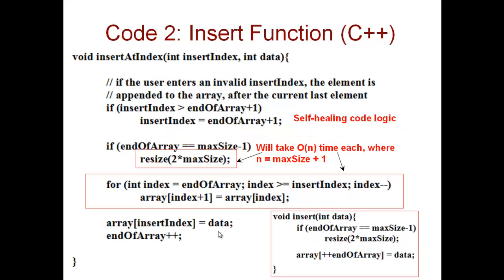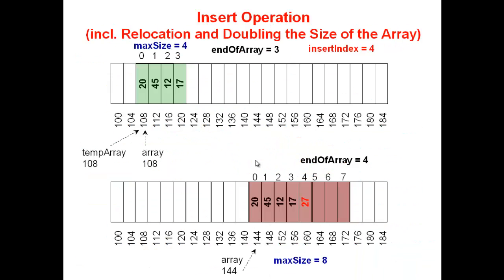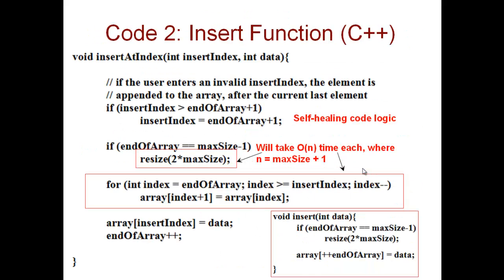Now I increment my end of array. Because we have now added one more element to the array, this is our index of the last element now, index 4. So end of array is still 3 currently. When I say end of array plus plus, it will now be incremented to 4. Okay, so this is the logic to insert, and what we went through will insert at the end of the current array, right?